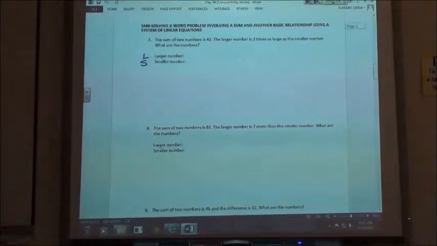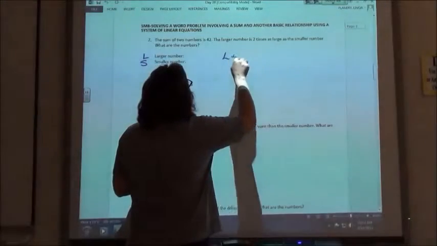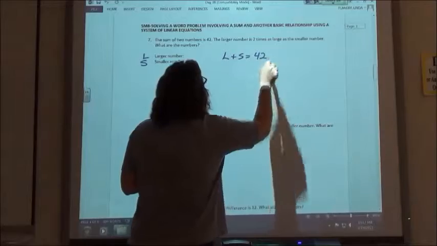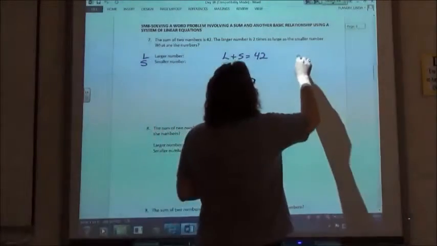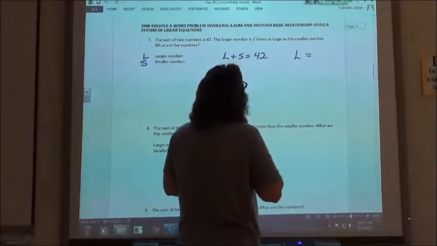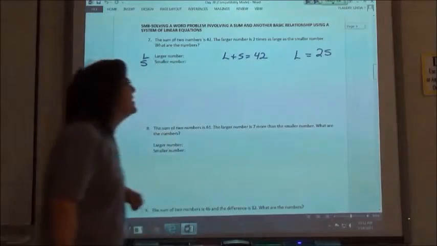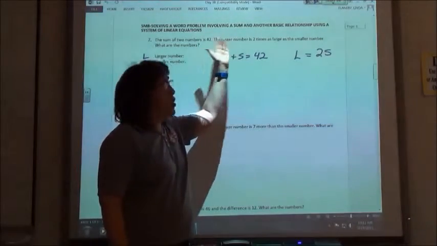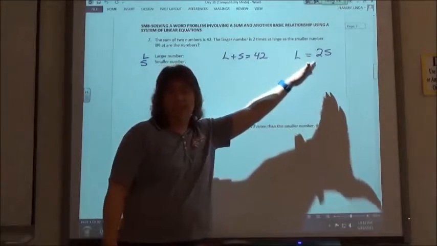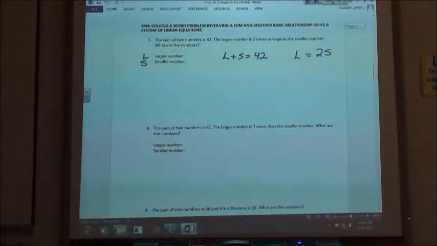The sum of my two numbers is 42. Sum means I'm adding, so L plus S equals 42. The larger number, L, is 2 times as large as the smaller one. 2 times the smaller one, 2 S's. Keep in mind when you're translating, whatever one is mentioned first, that's the variable that's set equal to the other one. It's written in terms of the second variable. So the larger one is 2 times the smaller one.